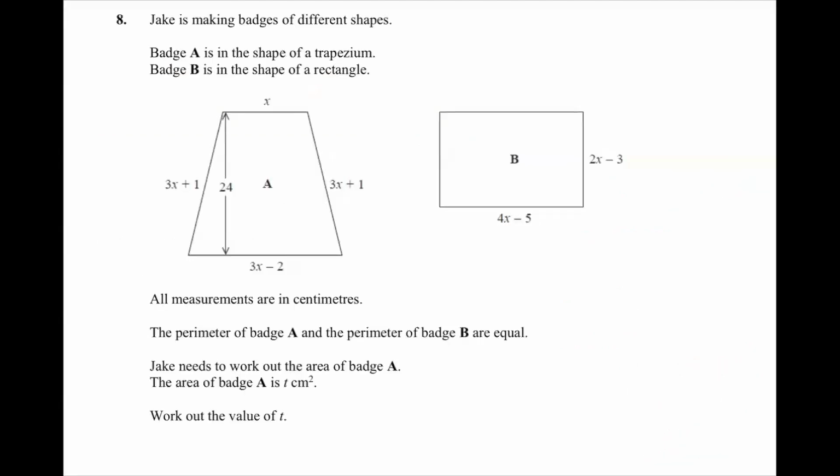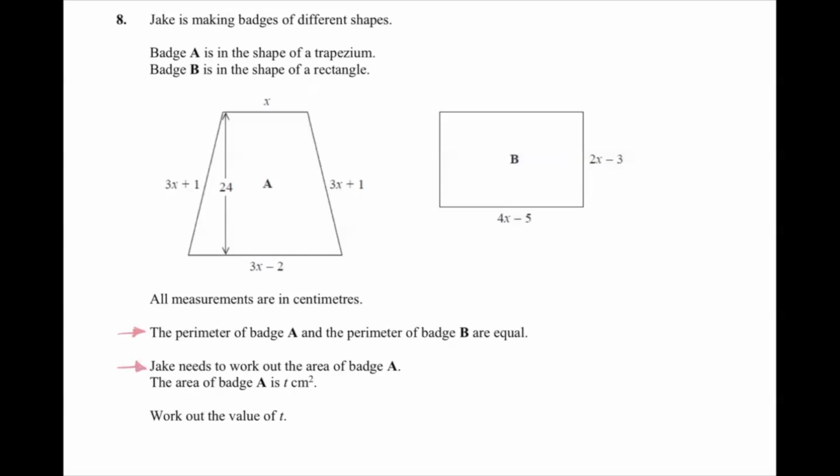Okay, so there's quite a lot going on in this question. It is a 6-mark question, so you know that there's a lot going on when they're going to award 6 marks. We've got to ultimately work out the area of badge A. They're telling us that the perimeter of badge A and badge B are equal. So the perimeter is what is going to help us eventually work out what they want us to work out. And of course, everything is in algebra.